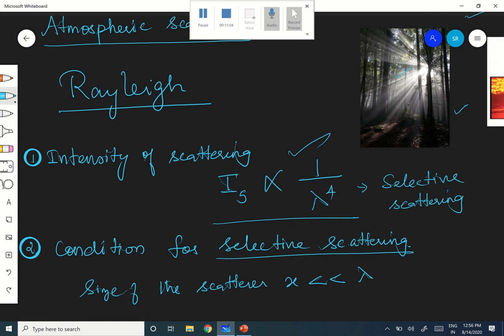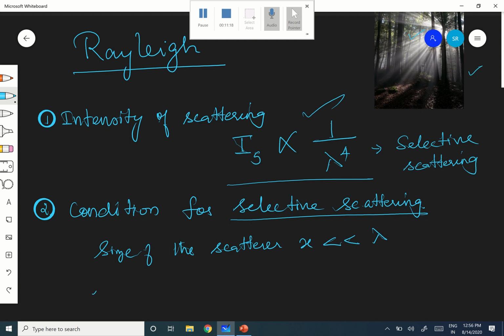It won't bother about the wavelength. Selective scattering means the wavelength is small, scattering will be more. But in the case of uniform scattering, it won't even see the wavelength, if x is larger than lambda, then what is that?